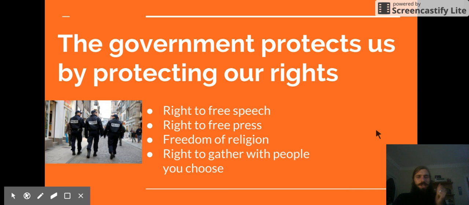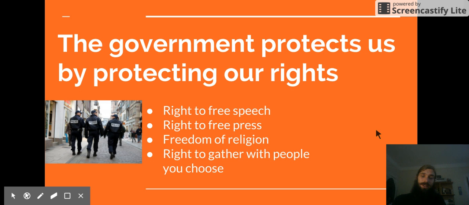The government protects us by protecting our rights. Rights are freedoms. Now we have the right to free speech. We can say whatever we like as long as it is safe. We have the right to free press. We can print any book or article that we want. We have the freedom of religion. We can go to any church we wish, or we can not go to church if we wish. We are free to do that.